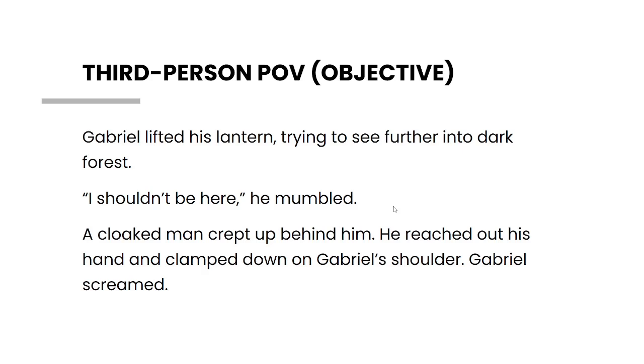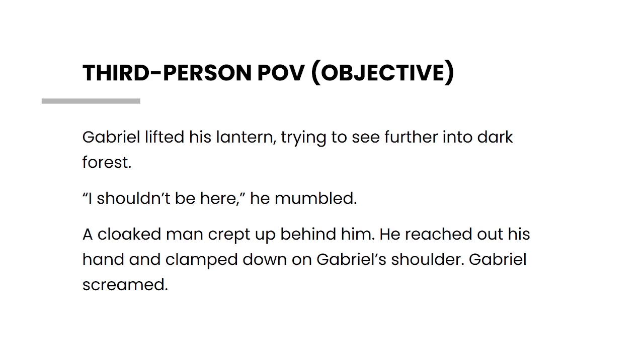So if you want to show that he shouldn't be here, we should make him express the regret. We should see it on his face. Maybe he's turning around to look, like, should I go back down? You know what I mean? The contemplation of looking back, looking in front, looking back, then shaking his head. Either way, we have to express it because we can no longer read his mind. A cloaked man crept up behind him. He reached out his hand and clamped down on Gabriel's shoulder. Gabriel screamed. So that's kind of what you expect out of third person objective.